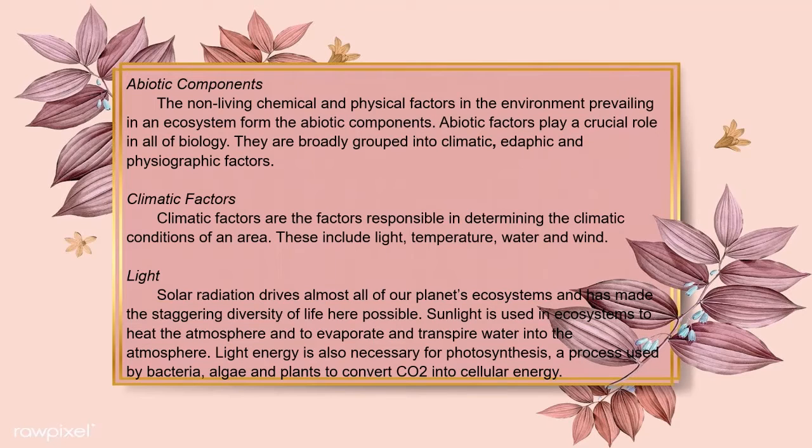Light. Solar radiation drives almost all of our planet's ecosystems and has made the staggering diversity of life here possible. Sunlight is used in ecosystems to heat the atmosphere and to evaporate the transpired water into the atmosphere. Light energy is also necessary for photosynthesis, a process used by bacteria, algae, and plants to convert carbon dioxide into cellular energy.